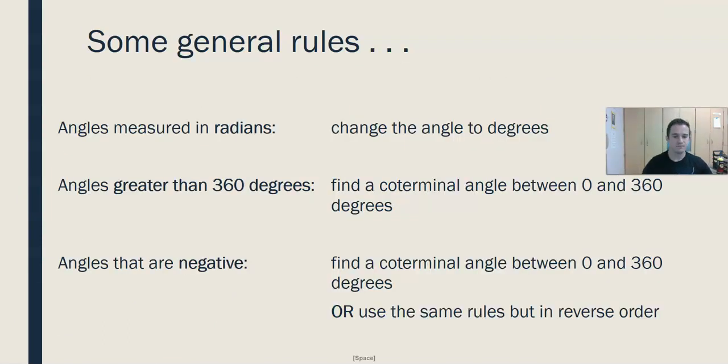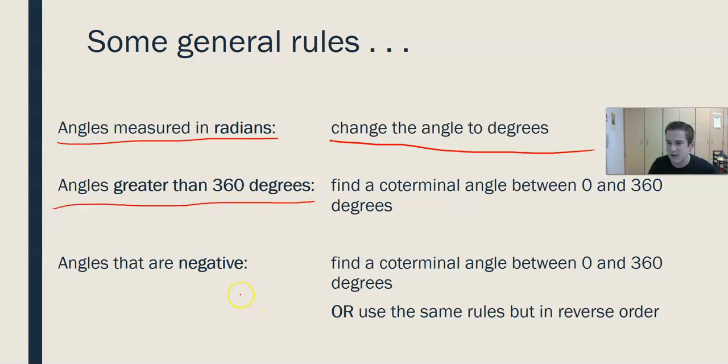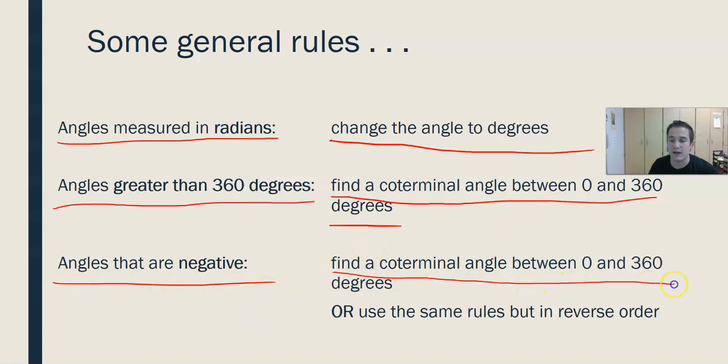Okay, so some general rules when identifying reference angles. If I have angles measured in radians, what I usually do is change the angle to degrees and then identify the reference angle and convert it back into radians. For angles that are greater than 360 degrees, like we talked about in the last video, you'll find a coterminal angle between 0 and 360 degrees, and then find the reference angle. For angles that are negative, again, you find a coterminal angle between 0 and 360 degrees, and find what the reference angle would be.